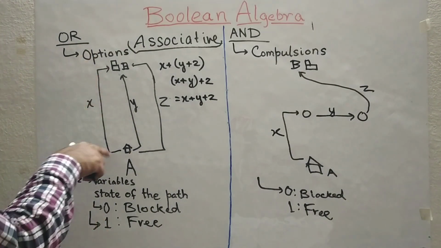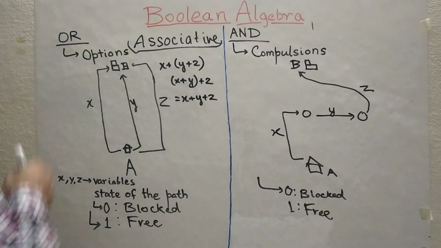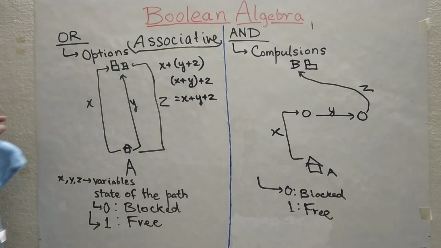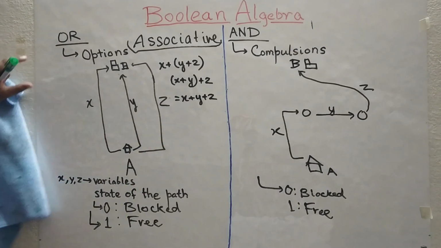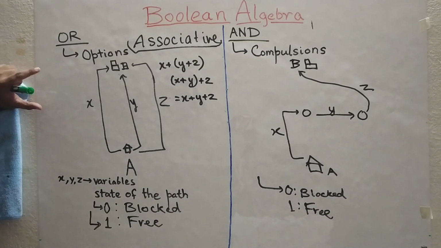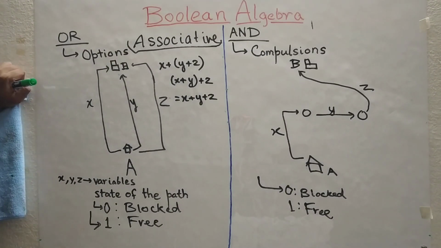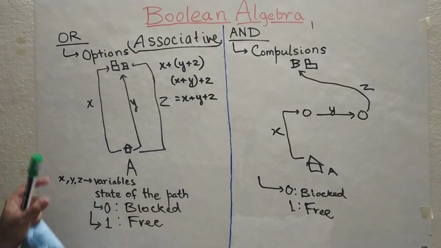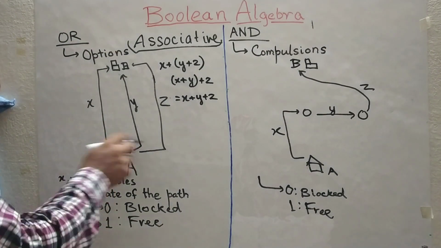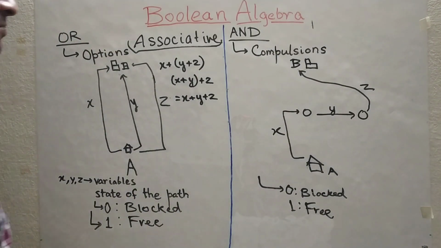So if any of them have a path from A to B, then there is a path from A to B. If two of them have a path from A to B, then there is a path from A to B. If all of them have a path from A to B, then there is a path from A to B. If none of them have a path, if all of them are blocked, then there is no path from A to B and the road is blocked. Simple, there is no ordering. So which one you resolve does not matter here, because all of them have the same weightage or importance.